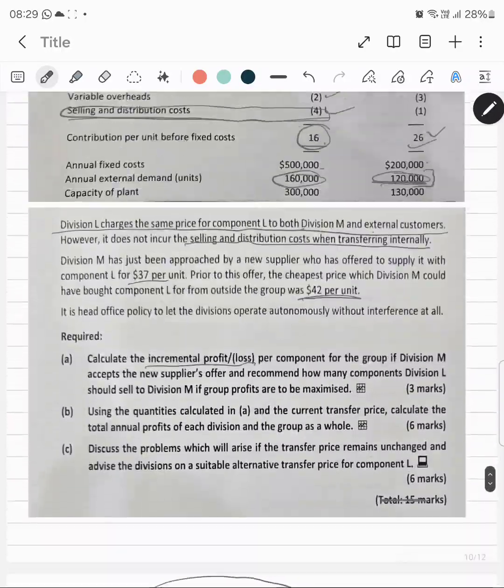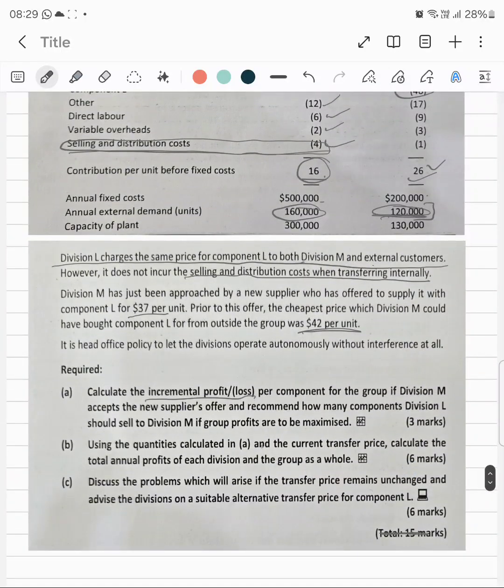Okay, B part is done. Now C part is left. C part is saying: discuss the problems which will arise if the transfer price remains unchanged, and advise the division on a suitable alternative transfer price for the component L. That means if division L does not change the transfer price, and it stays constant or fixed, what are the challenges which division L might face?